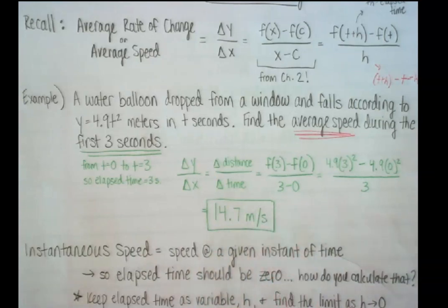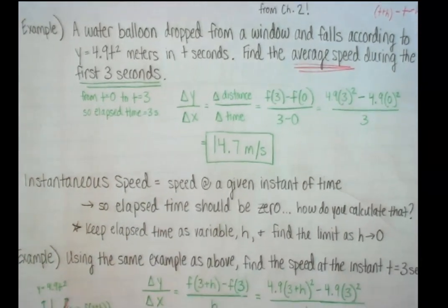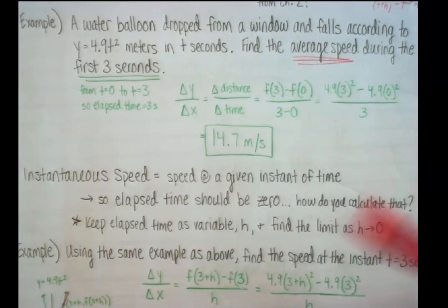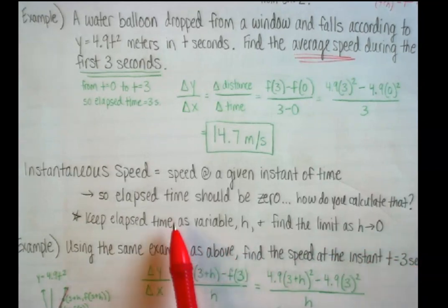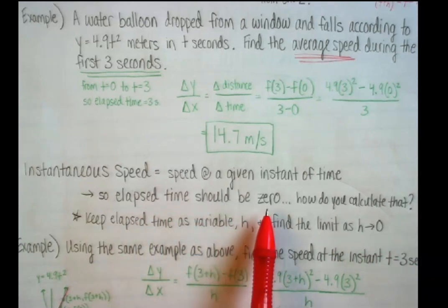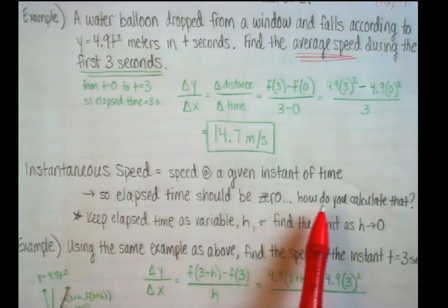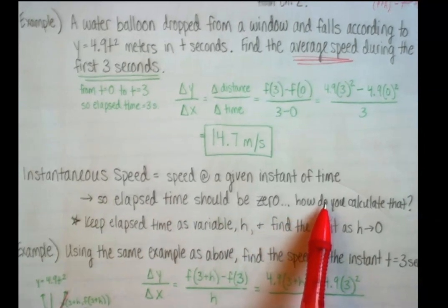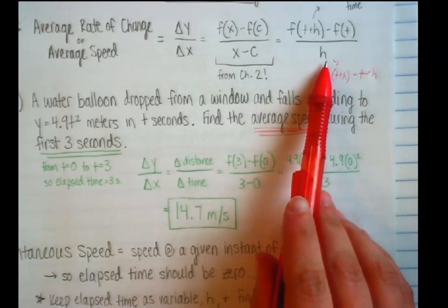Okay. Instantaneous speed is going to be the new part of today, because instantaneous speed is speed at a specific instant of time. So not over the course of 5 seconds or 10 seconds, but at one exact second we want to know the speed. And so the idea of instantaneous speed is that the elapsed time should be 0. Because we just want one exact second. Well, how would we calculate it if the elapsed time is 0? Then we'd be dividing by 0 in this equation, and we know we can't do that.